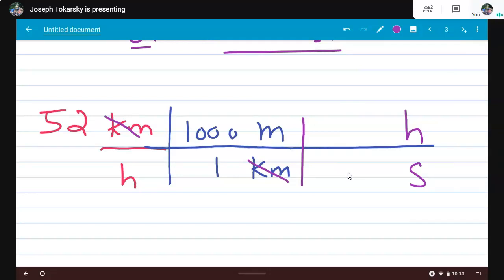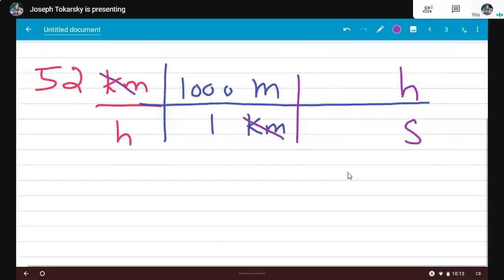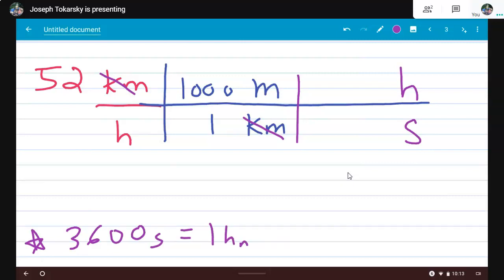Because barely anybody probably knew that right off the top of their head, just a little note for the rest of the year, I'm just going to put it down at the bottom. We need to remember that. 3,600 seconds is the equivalent of 1 hour. That's the conversion rate, the direct one.